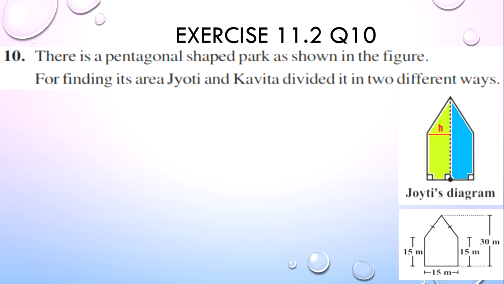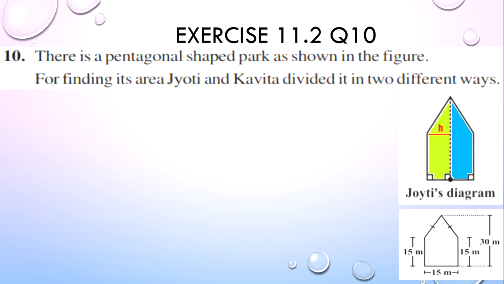So what Jyoti has done, she has divided the pentagon shape into two parts vertically. So vertically you can see a dotted line which divides the park into two trapeziums. One in green color, one in blue color. Just for identification, I have used the colors.